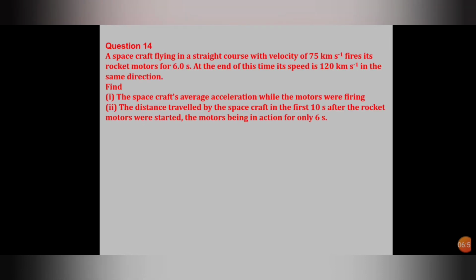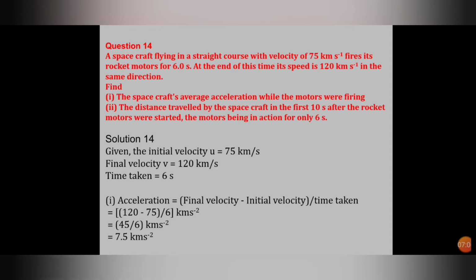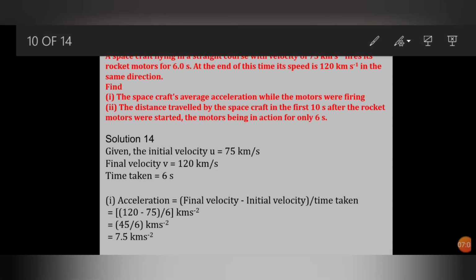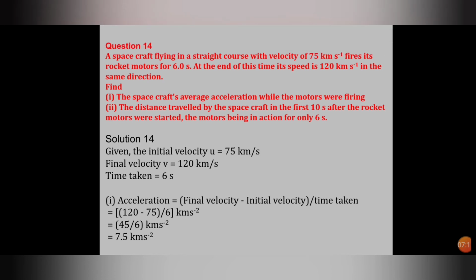We come to question number 14 now. It's talking about a spacecraft flying in a straight course with a velocity of 75 kilometers per second, and it fires rocket motors for 6 seconds. So time is given 6 seconds. It's given that initial u is 75 kilometers per second and final velocity v is 120 kilometer per second. We know the acceleration formula, it's v minus u upon t. So when I substitute, I get (120 minus 75) upon 6 kilometer per second square, that is 7.5 kilometers per second square.